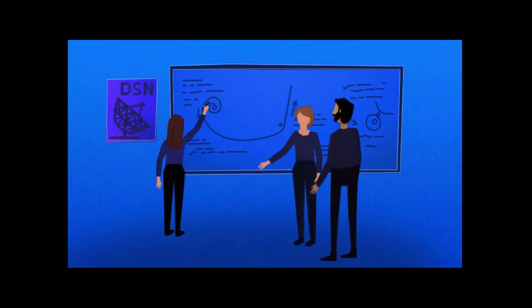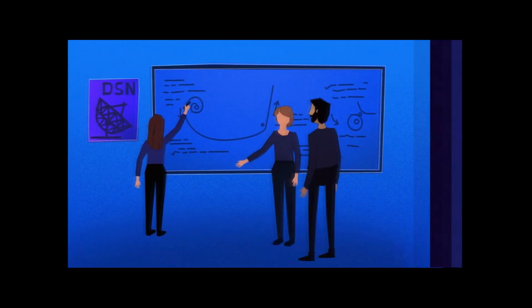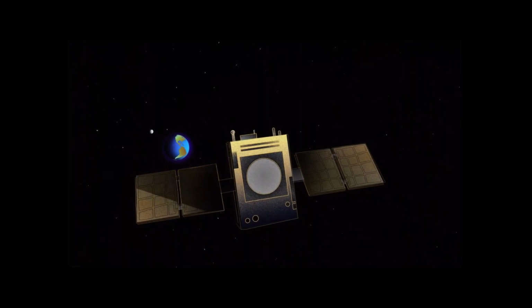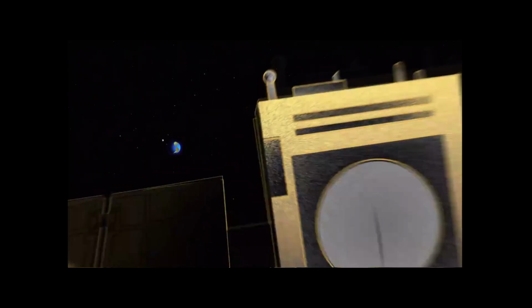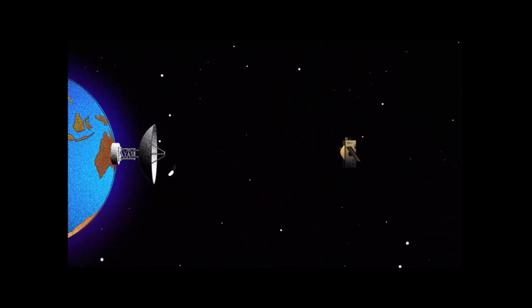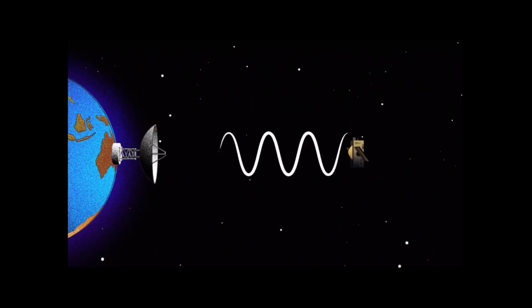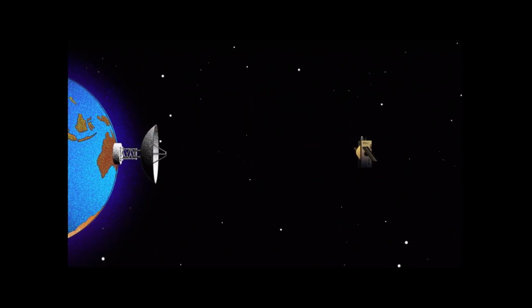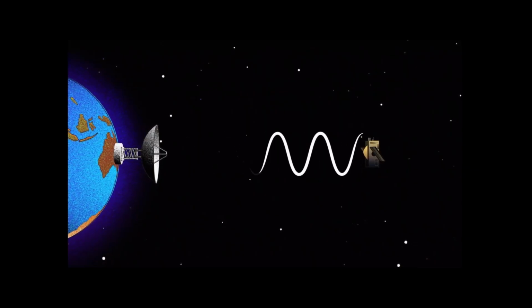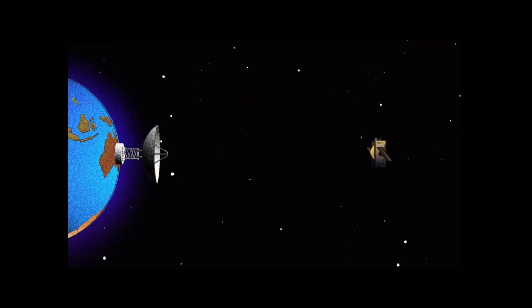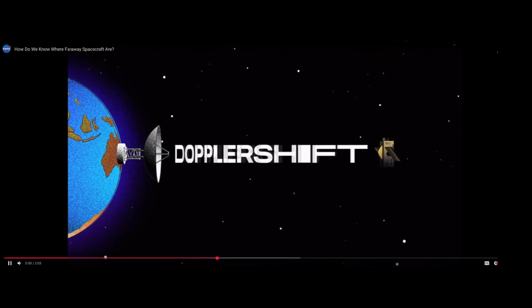Before a mission, engineers and scientists carefully plot a spacecraft's journey. After launch, we know how far away a spacecraft is by using the Deep Space Network to send radio signals to the spacecraft and measuring the time it takes for those radio signals to be received by the spacecraft and transmitted back to Earth. We can learn how fast a spacecraft is moving by measuring the Doppler shift.